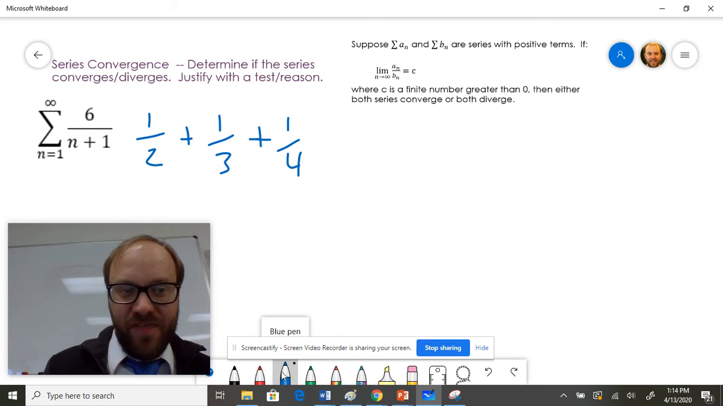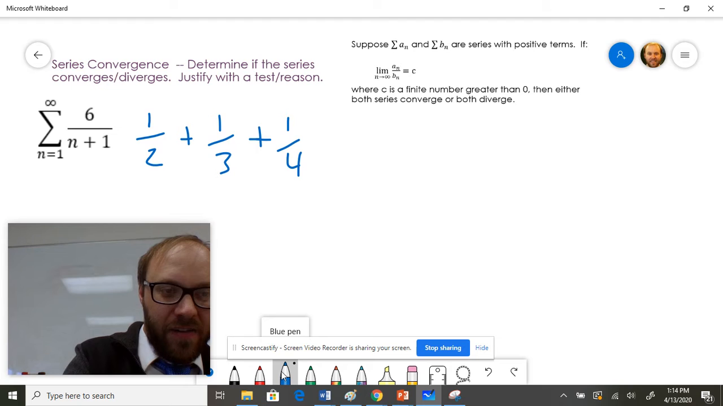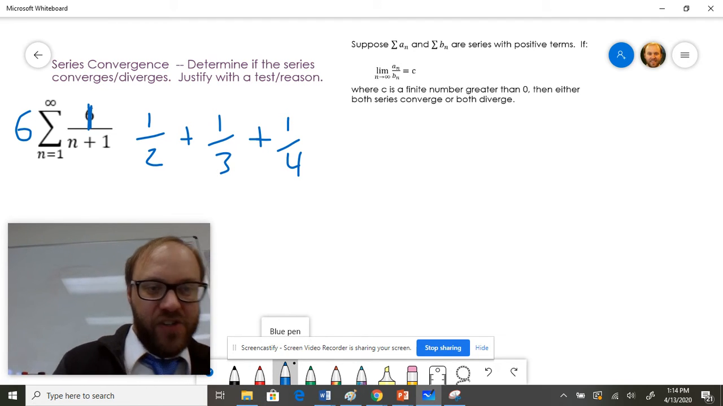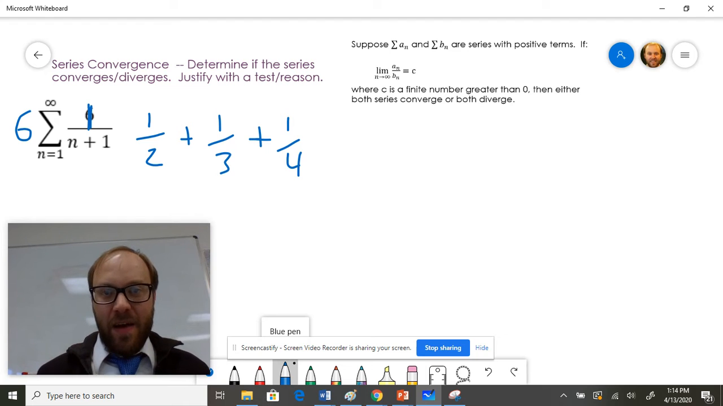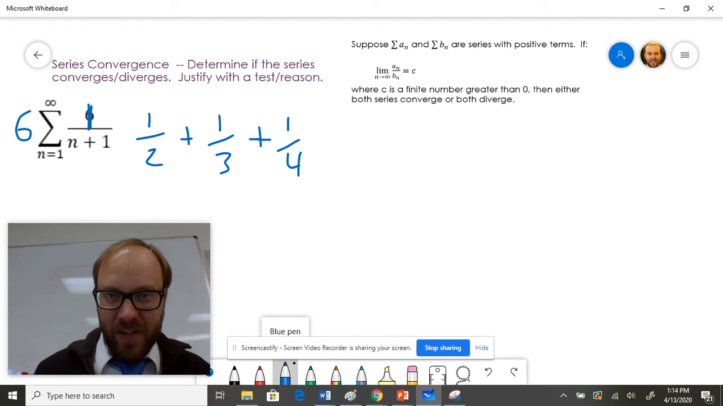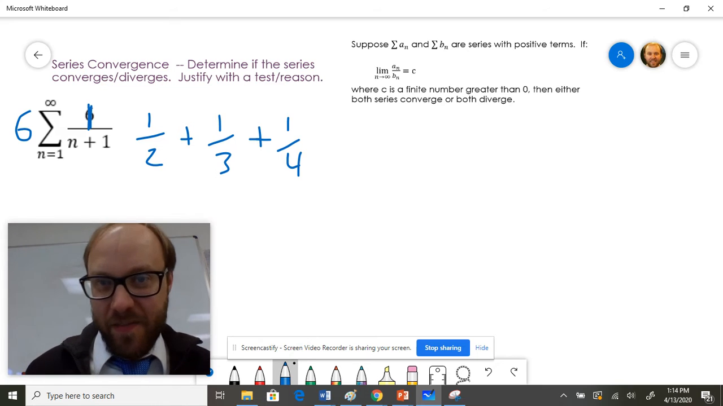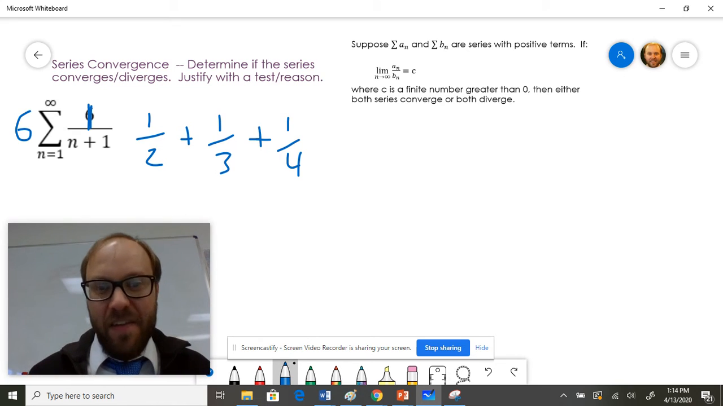That's because you can always factor a constant out of a series. So I'm going to factor the 6 out to leave me just a 1 in the numerator, because 6 times some convergent value will still be something that's convergent. 6 times infinity would still give me infinity and would still diverge. So you can always factor out a constant.